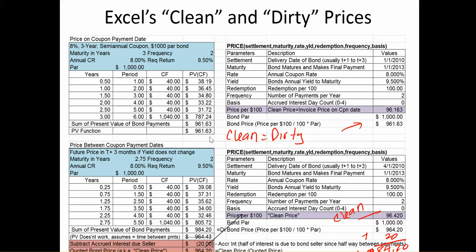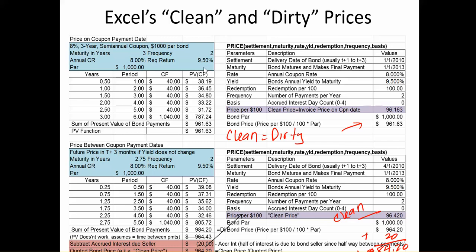I also use the PV function. If you go into the spreadsheet, you'll see I use the PV function to calculate the same value. Then I made up some dates. Say today is 1-1-2010 and the bond matures exactly in 3 years, 1-1-2013. And there's my 8% coupon, 9.5% yield, redemption value 100, frequency 2 times per year. And let me just put a basis of 0 for now for Excel's price function. Then I insert Excel's price function using these parameters. And notice I get 96.163 as the price of the bond, which is the same as this.